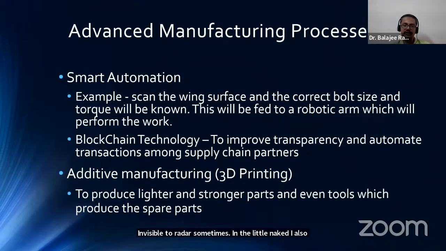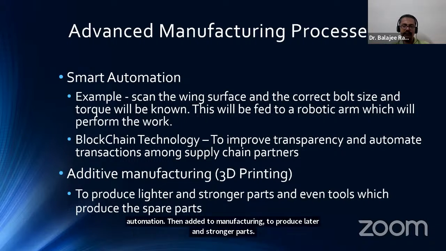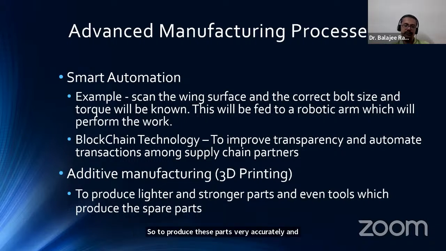Okay. Then manufacturing also, we have smart automation, then additive manufacturing, which is called 3D printing, to produce lighter and stronger parts. So to produce these parts very accurately and very reliably, we have to go to this advanced manufacturing process.